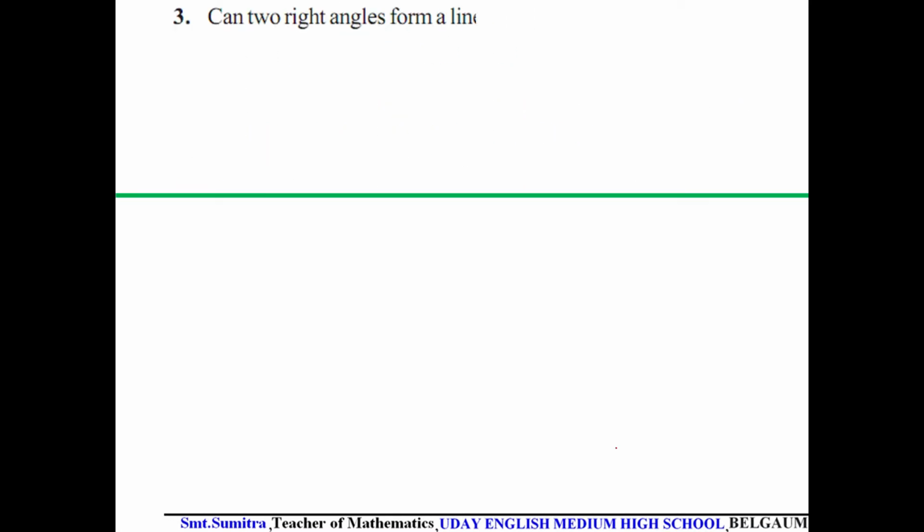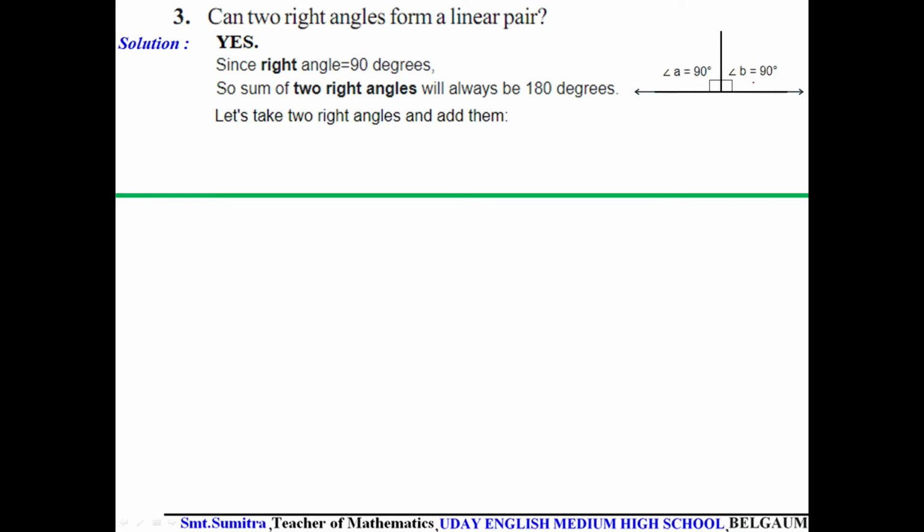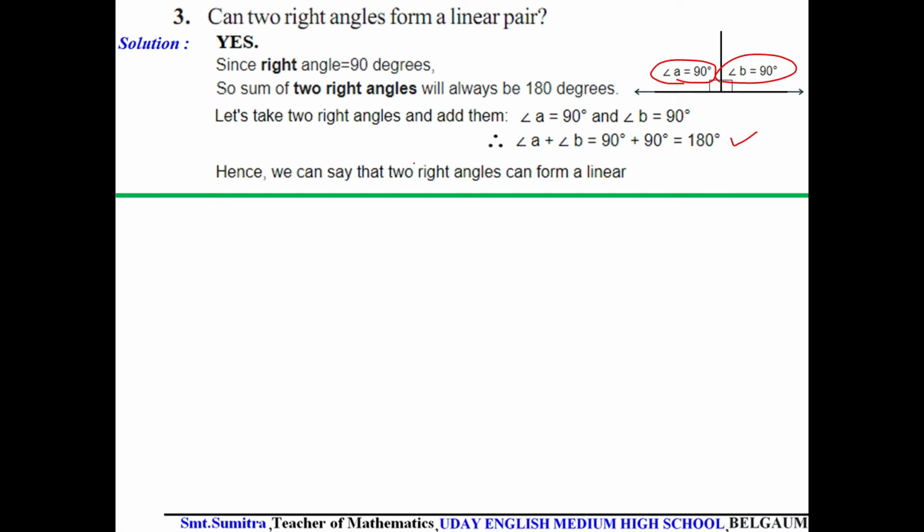Can two right angles form a linear pair? Two right angles. No doubt the answer is yes, because a right angle is 90 degrees and the sum of two right angles is always equal to 180 degrees. Let us take two right angles and add them. This is angle A, angle B. If I add angle A plus angle B, it's always 180 degrees. Therefore we say that two right angles can form a linear pair.